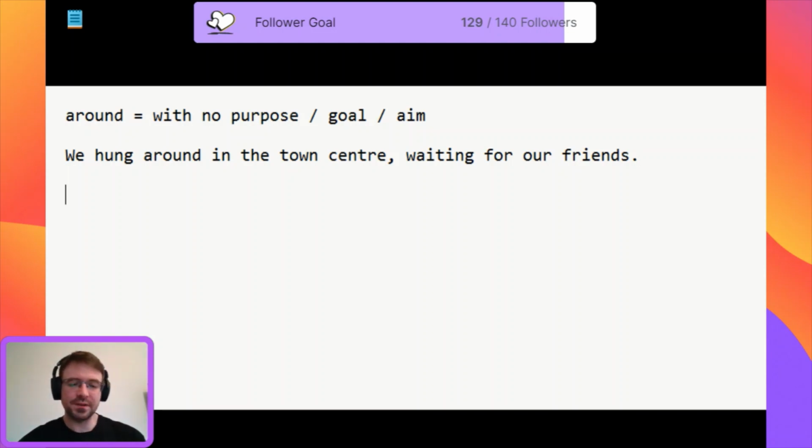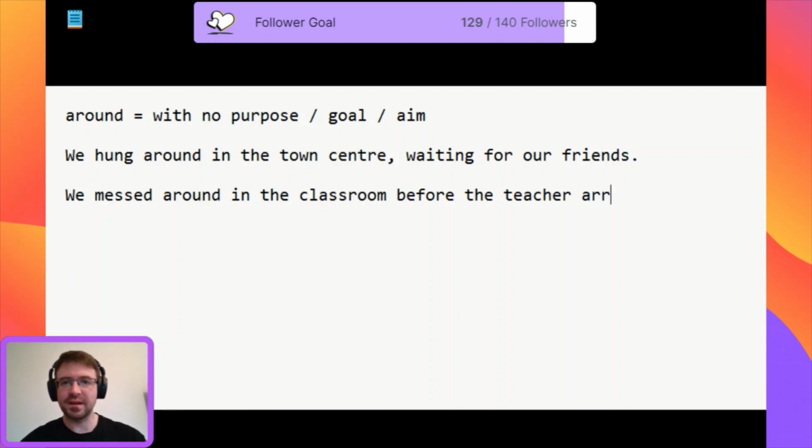Or, for example, another example, we messed around in the classroom before the teacher arrived. So again, messed around, you're acting stupidly in some way, but there is no real reason, no real goal, just because you feel like it. And so, yeah, around shows us this idea that you have no purpose, no reason to do something.